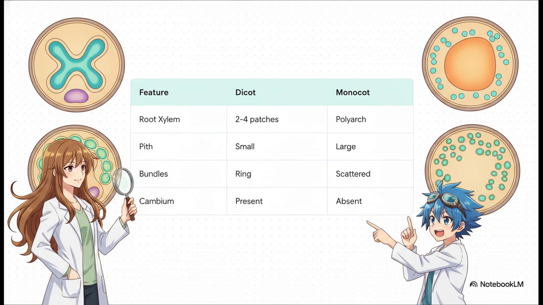But the real game changer is in the stems. Dicot stems have their vascular bundles arranged in a very distinct ring, and they have a cambium layer. That cambium is what allows them to grow thicker over time. Monocots, they completely lack this cambium, meaning no secondary outward growth for them.